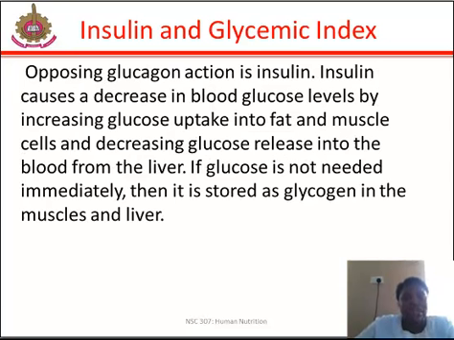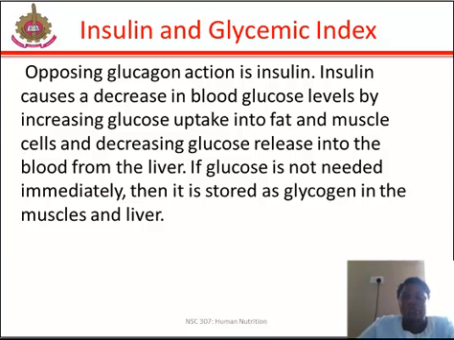Let's look at insulin and glycemic index. Opposing glucagon action is insulin. Insulin causes a decrease in blood glucose levels by increasing glucose uptake into fat and muscle cells and decreasing glucose release into the blood from the liver. If glucose is not needed immediately, then it is stored as glycogen in the muscles and liver.